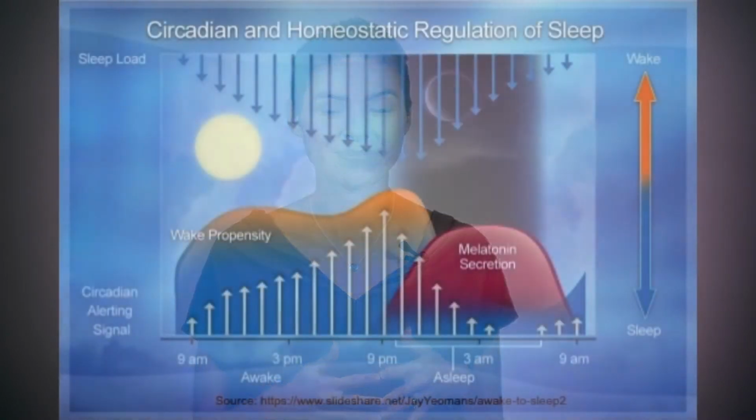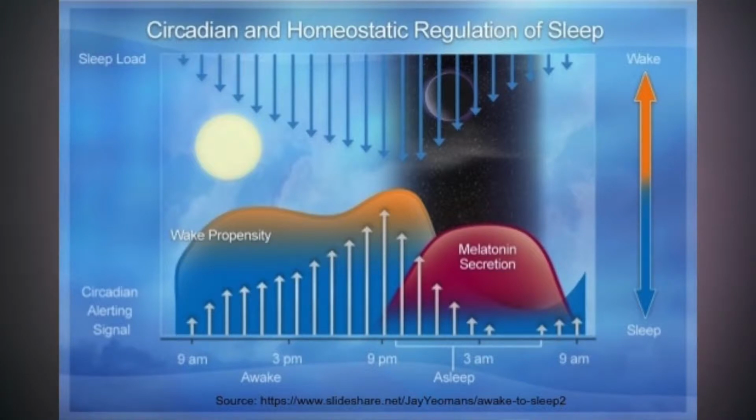Ideally, we want our sleep-wake homeostasis and circadian rhythm to overlap, similar to the following graph, which will maximize restorative sleep and allow for optimal wake times. As shown on the graph, the sleep-wake homeostasis is on the top line, while the circadian rhythm is on the bottom line. I'll explain the top line first.